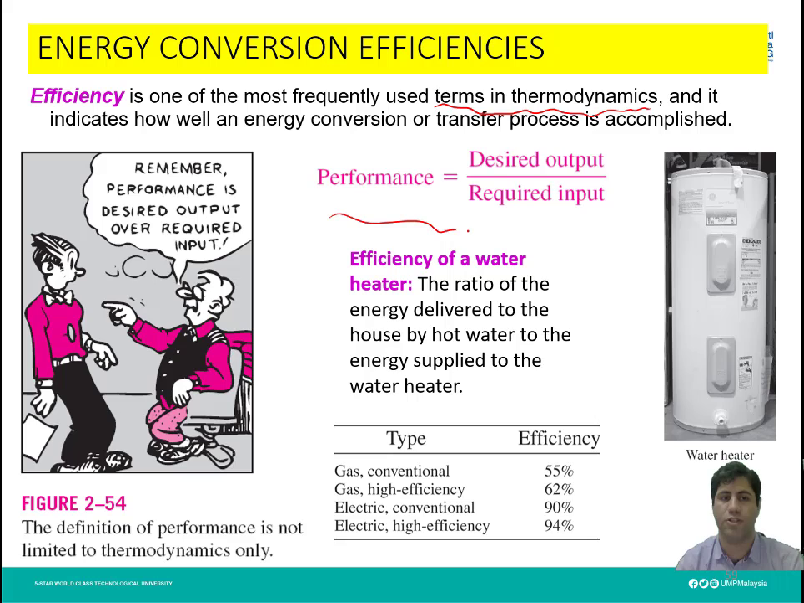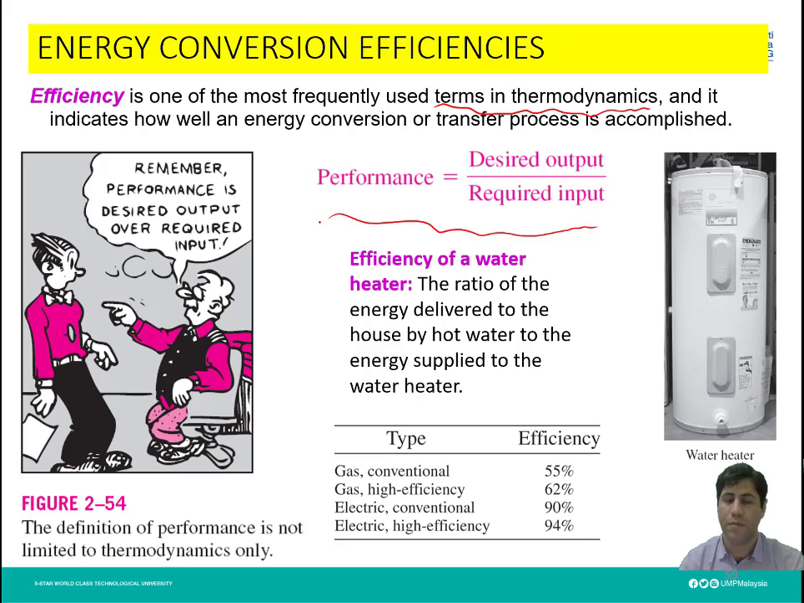Higher performance means more of this input is converted to the desired output. You can see this equation for performance, and it indicates how well an energy conversion or transfer process is accomplished, like what you can see here. If we get more desired output from the required input, the performance or efficiency will be higher. Higher efficiency is desirable. And it is not only for thermodynamics; in other areas also we have that. Higher efficiency or performance is always desirable.